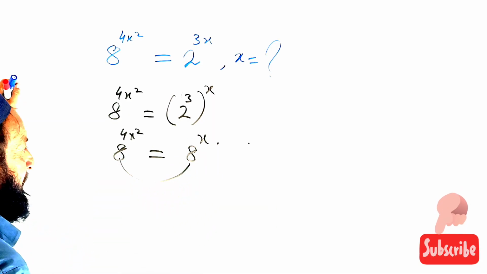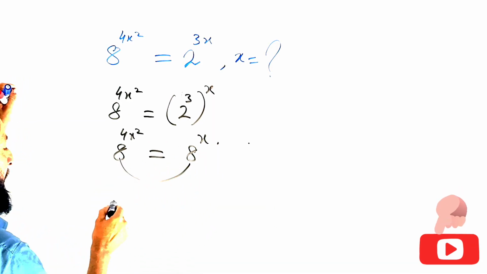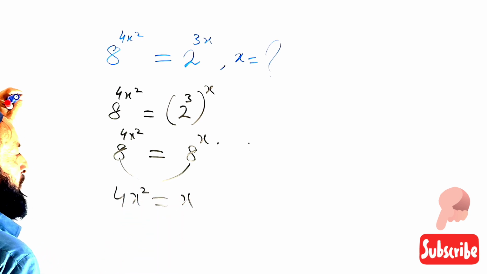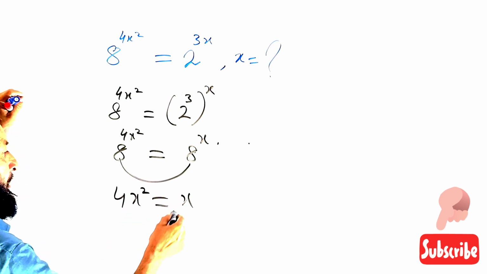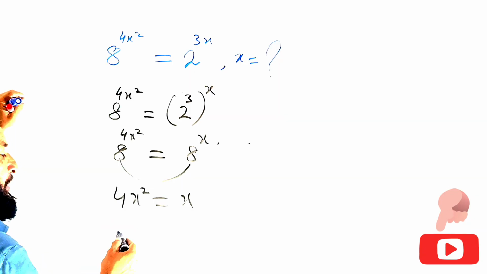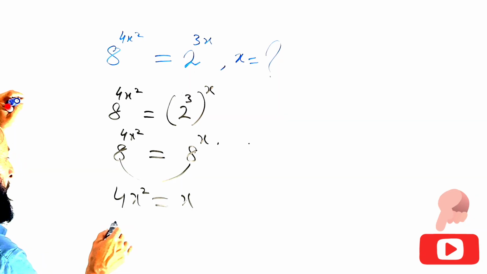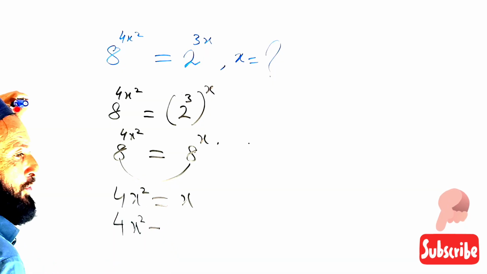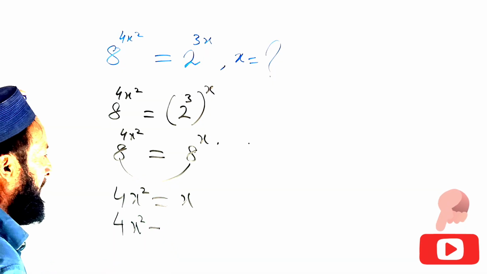Now the bases are directly the same, so we compare their exponents: 4x square is equal to x. Most students cancel x and x square against each other. No, this is a big mistake. x square has degree 2, so it means that there are two possibilities.